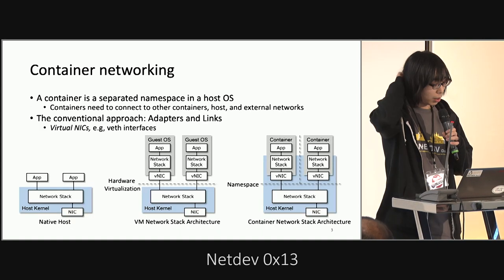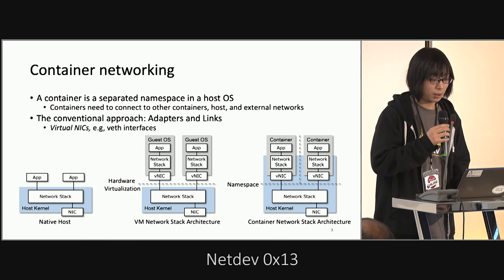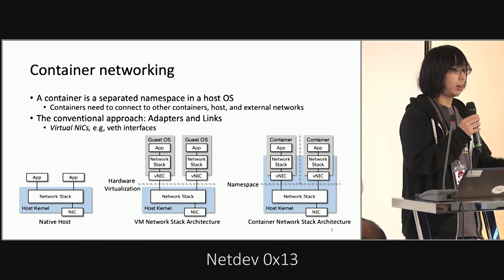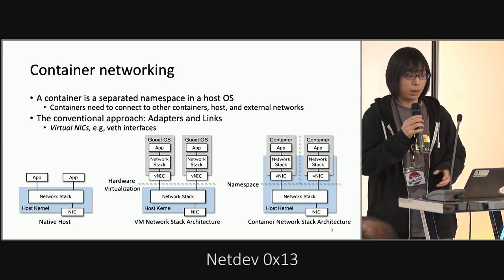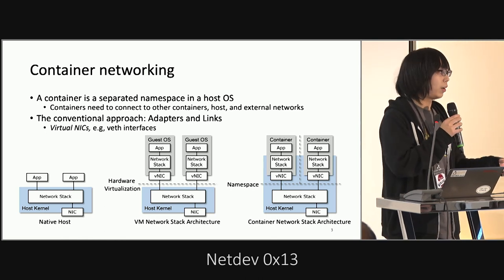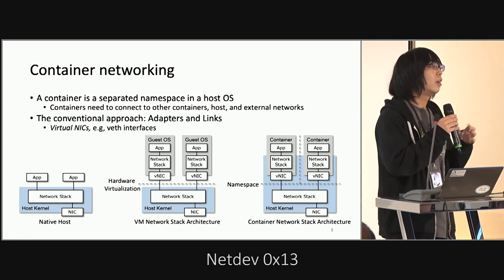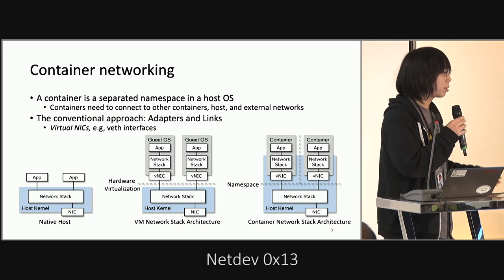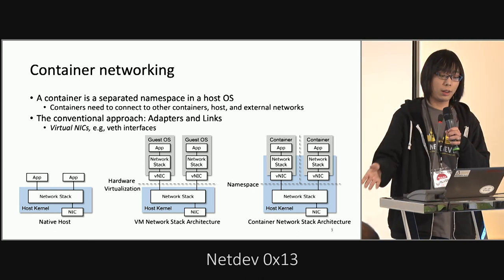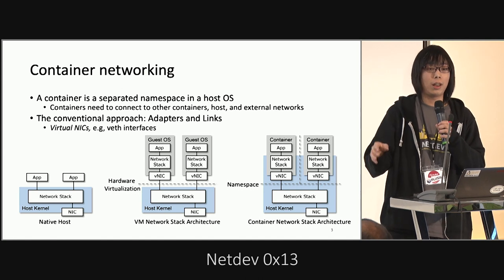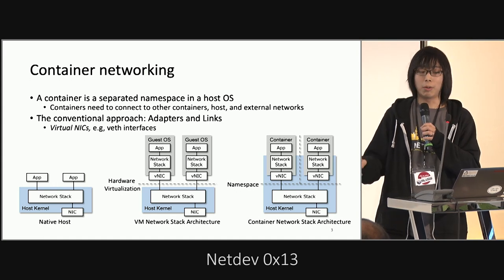So this talk is about container networking. A container is a separated namespace in a Linux host. So we have to connect the container, the separated namespace, to the other containers, outer networks, or the host network stack. So we need to connect the different instances. To do this, the very conventional approach is to use the adapters and links abstraction. This abstraction is derived from physical machines. A physical machine has an adapter, the network interface card, and is connected to the outer networks, to switches or routers, using a link, the fiber or UTP, and so on.